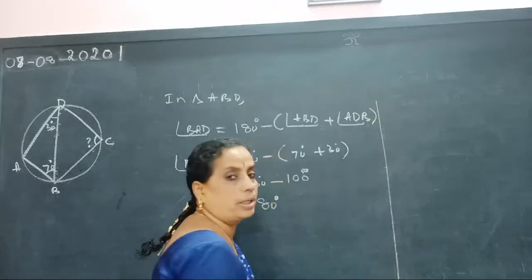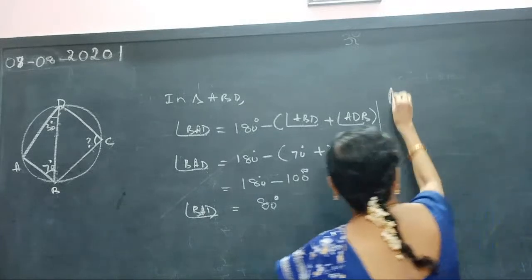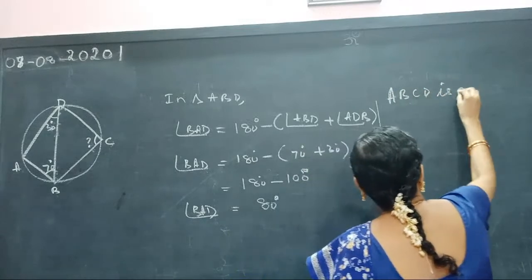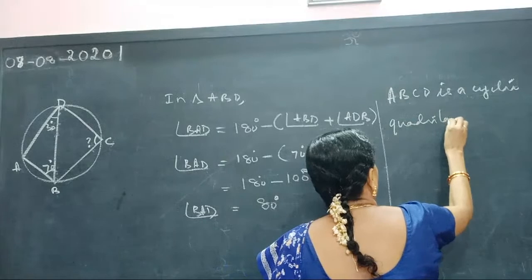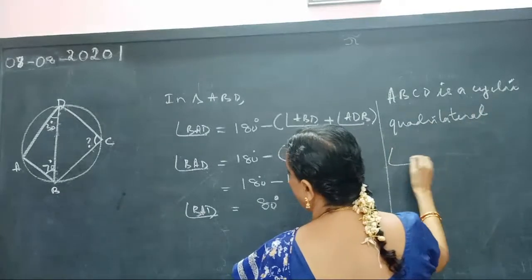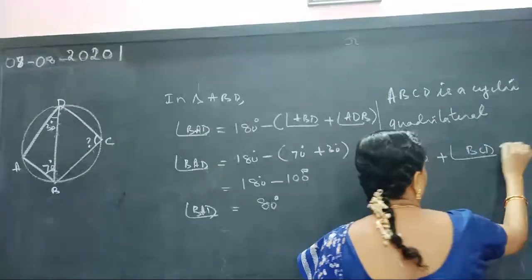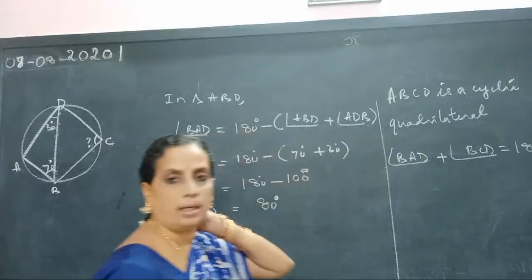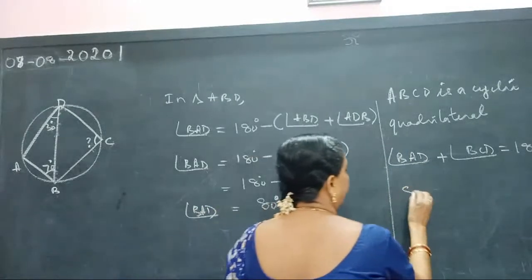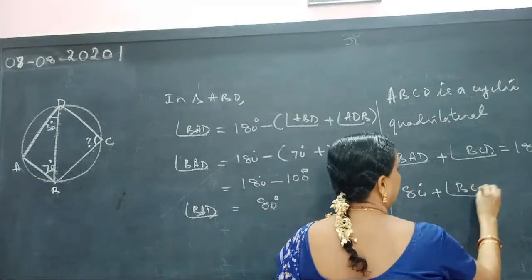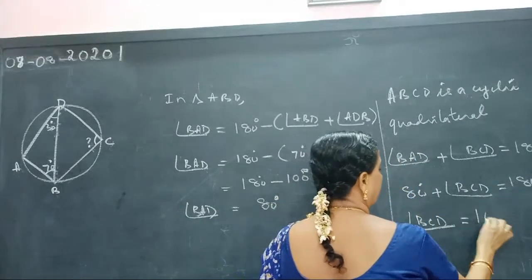Next, what is the next procedure we have to do? ABCD is a cyclic quadrilateral. So when it is a cyclic quadrilateral, sum of the opposite angles, that is angle BAD plus angle BCD equals 180 degree. Write the reason: sum of the opposite angles of cyclic quadrilateral. Then here you write 80 degree plus angle BCD equals 180 degree. Angle BCD equals 100 degree.